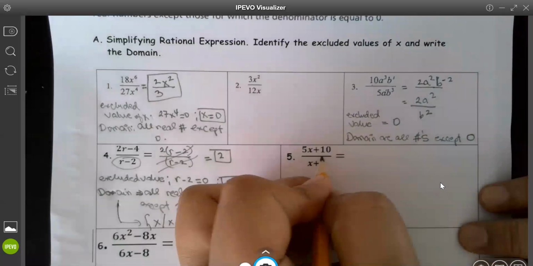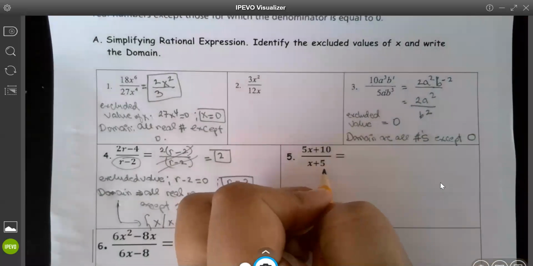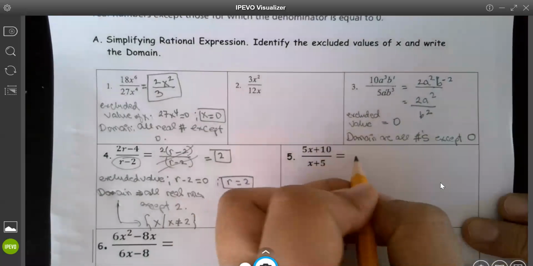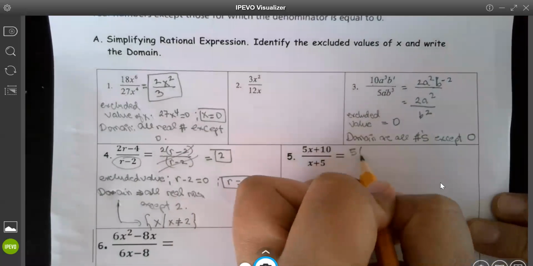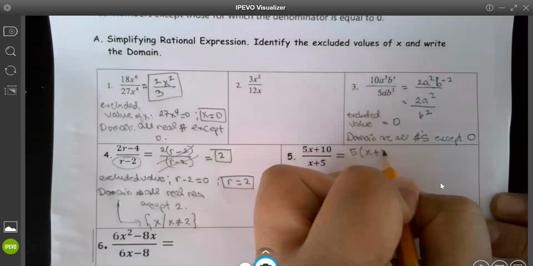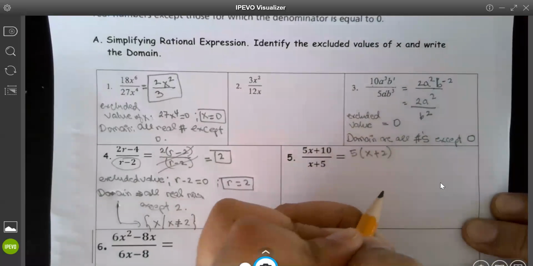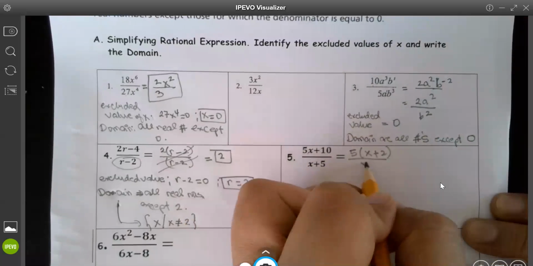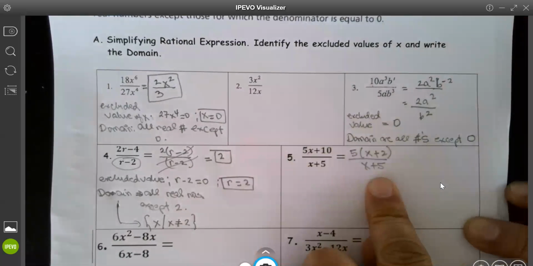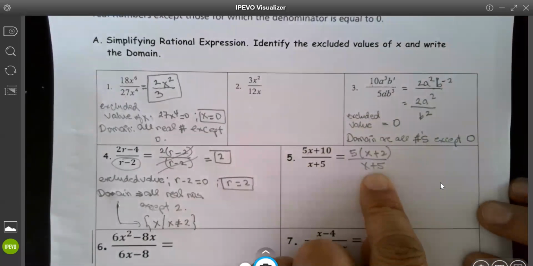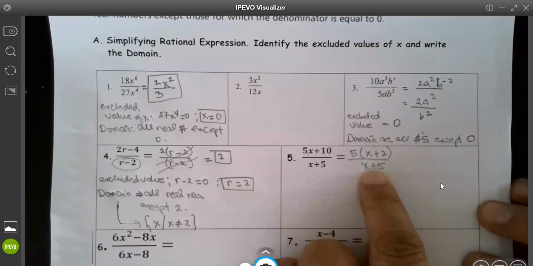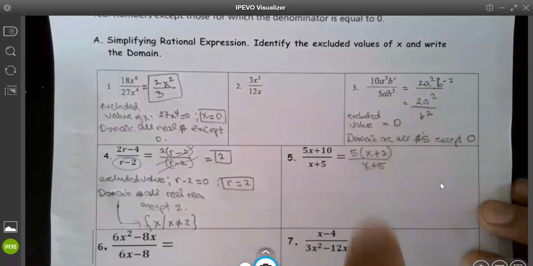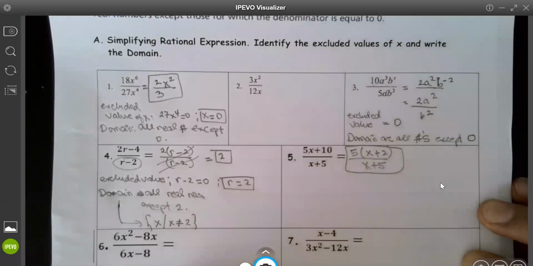5x plus 10 divided by x plus 5. So I can factor out 5 here. That would give me 5 times x plus 2, and then divided by x plus 5. Are there factors that can be canceled out? As you see, this is x plus 2, this is x plus 5, they cannot be canceled out. So the final answer is just this one.